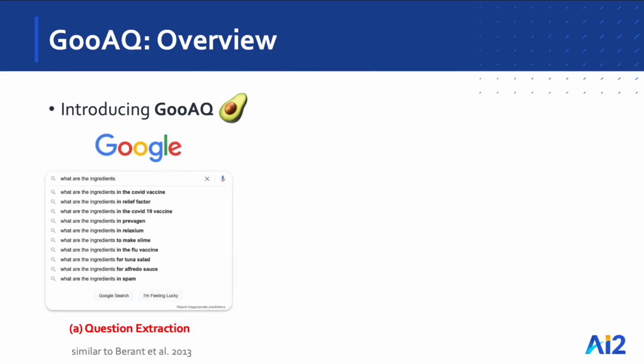GooAQ questions are collected automatically from Google's autocomplete feature. We start with a seed set of question terms such as who, where, and so on. We bootstrap based on this set by repeatedly querying prefixes of previously extracted questions in order to discover a longer and richer set of questions. After extracting Google questions, we extract their answers from Google search results.